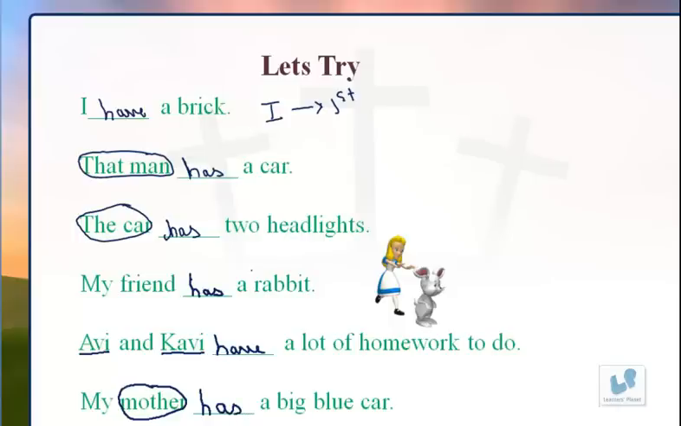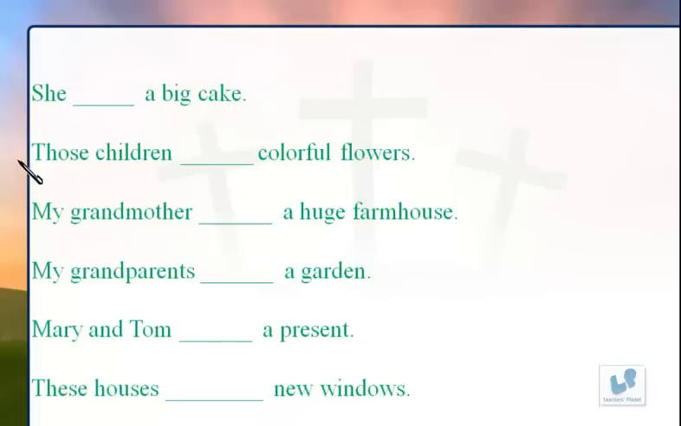Okay children? Now let us try this one. She dash a big cake. She is the third person singular. So we use has with the third person singular. The correct fill in the blank will be has. So she has a big cake.